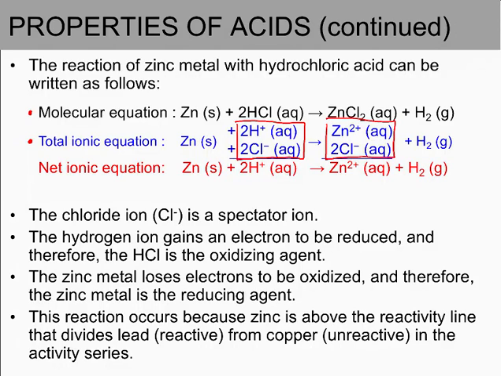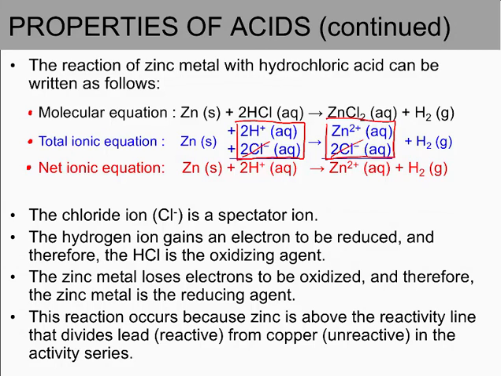Now, in this reaction, the chloride ions aren't really doing anything. So they're just spectator ions. So if we cancel out those spectator ions on each side of our reaction, we get our net ionic equation. So zinc reacts with hydrogen ions to produce zinc ions and hydrogen gas.